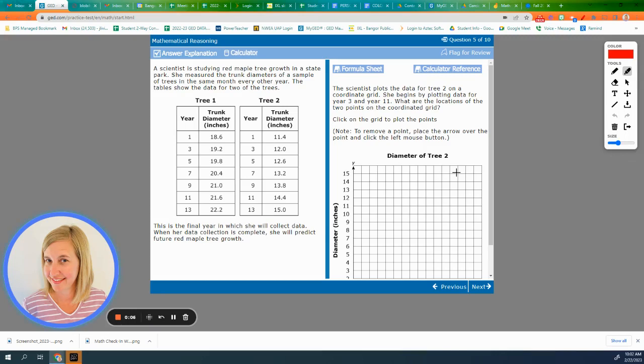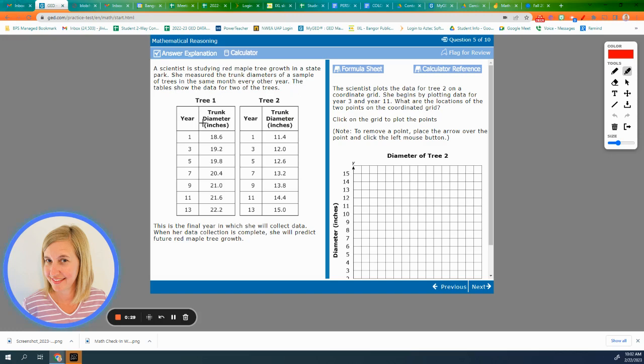Today we're looking at math question number 5, and we'll be talking about how to interpret data from a table and transfer it to a graph, a coordinate plane. So the question reads, a scientist is studying red maple tree growth in a state park. She measured the trunk diameters of a sample of trees in the same month every year. The table shows the data for 2 of the trees.